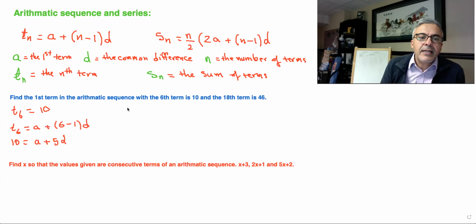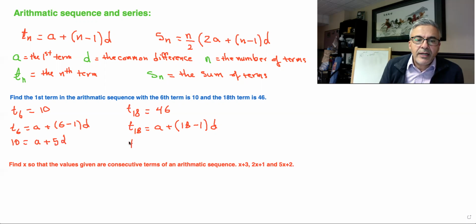Now let's go to the other piece of information they gave me. They gave me that T18 equals 46. So the same thing, T18 would equal A, we don't know, plus N, we know it's 18, minus 1 times D. Now T18 is given, it's 46. So instead of writing T18, just write 46 equals A plus 17D.